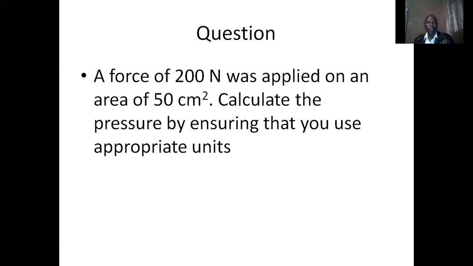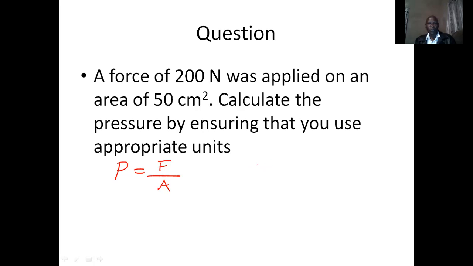And so the first question goes as follows: a force of 200 newtons was applied on an area of 50 square centimeters. Calculate the pressure by ensuring that you use appropriate units. We know that the pressure is force per unit area, meaning that the pressure is equal to force over the area.